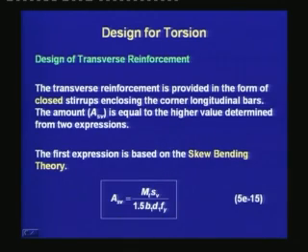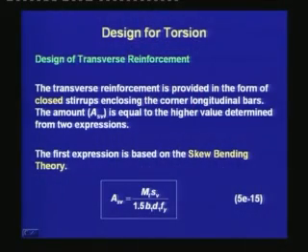To come back to the design of transverse reinforcement, the transverse reinforcement is provided in the form of closed stirrups enclosing the corner longitudinal bars. This is a very important requirement for the design for torsion. The torsion generates a circulatory shear, and hence the stirrups need to be closed in order to resist the circulatory shear. An open stirrup is not adequate for torsional resistance. The closed stirrups have to be held in place by longitudinal bars at the corner, and the detailing requirements we shall come in the next module.